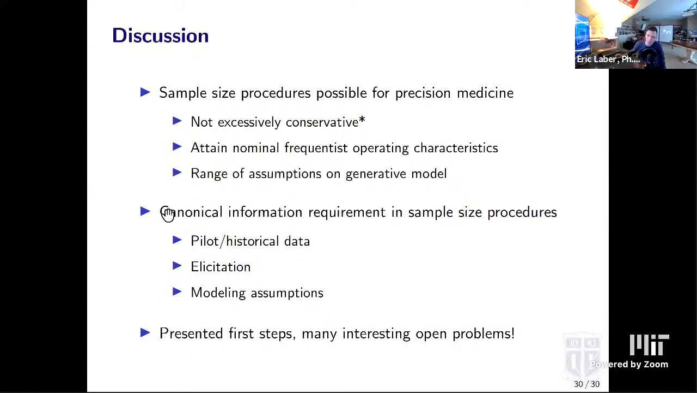We had to make some elicitation of information, which is standard in sample size procedures, either through historical data or pilot data, asking clinicians for values related to variance, or by putting more structure in the model. And I think these are just first steps. There's a lot of open and interesting problems, and I'd be happy to talk about those.